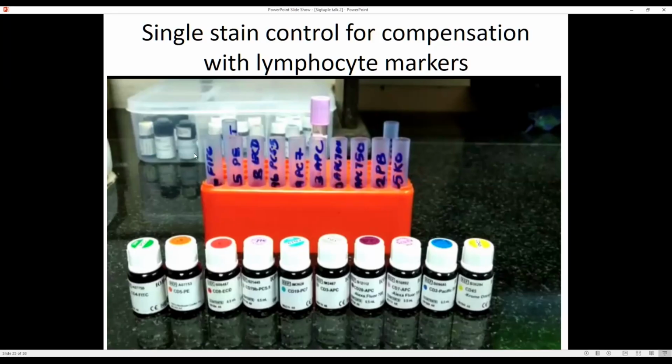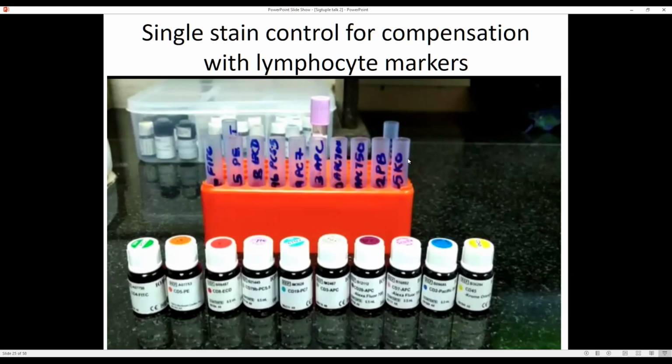So similarly, you need to run all the 10 tubes one by one. If you are using a 13 color flow cytometer and you are doing a 13 color experiment, then you need to do compensation with 13 single stain tubes. Okay, so it basically depends on how many colors you are using in your experiment, the compensation.